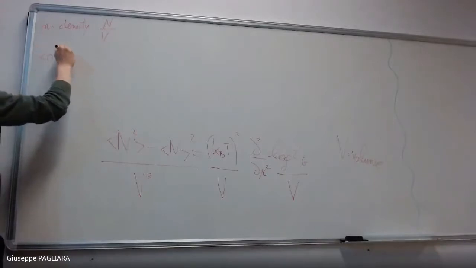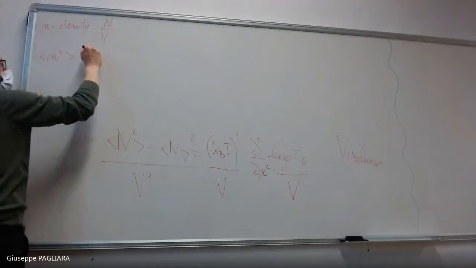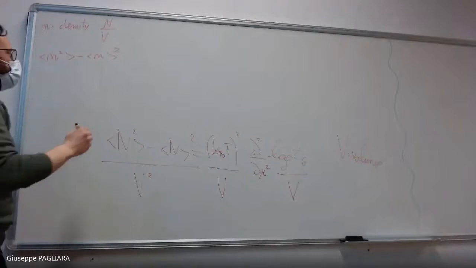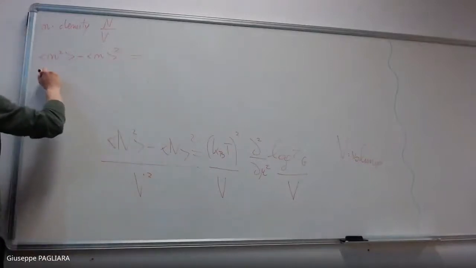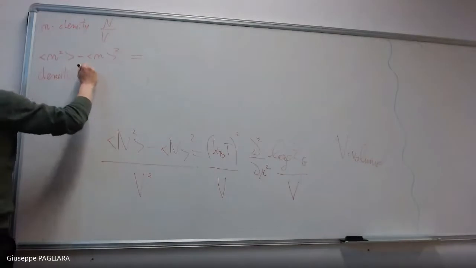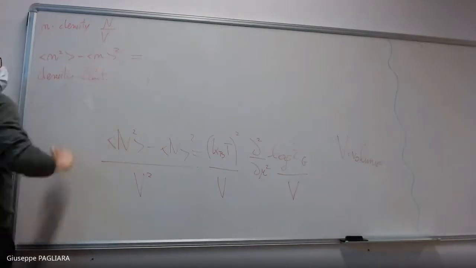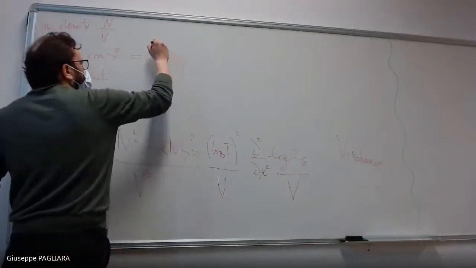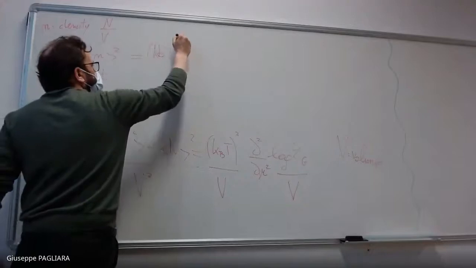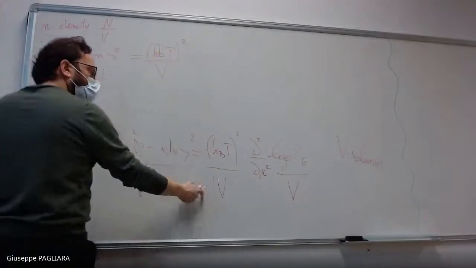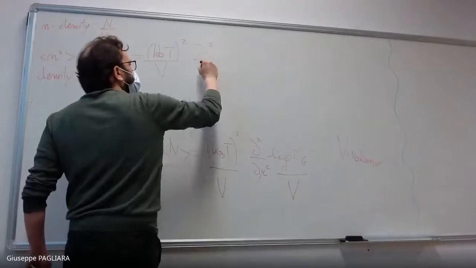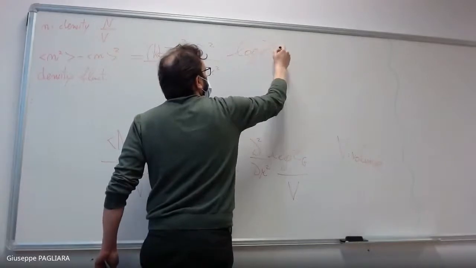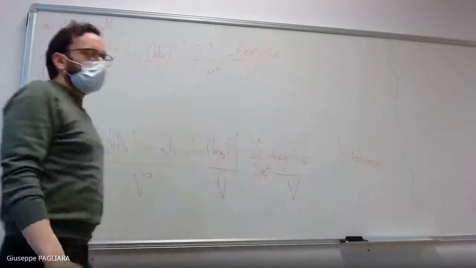So N squared average minus N average squared, since the volume is fixed. So this is the density fluctuation, or the density variance fluctuation. And this density fluctuation is equal to kB T squared divided by the volume. And then I have a second derivative with respect to mu squared of the log of the partition function divided by the volume. Okay.